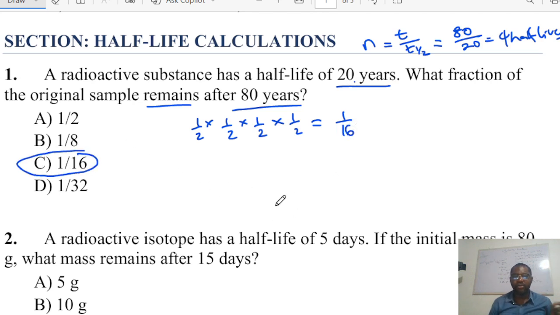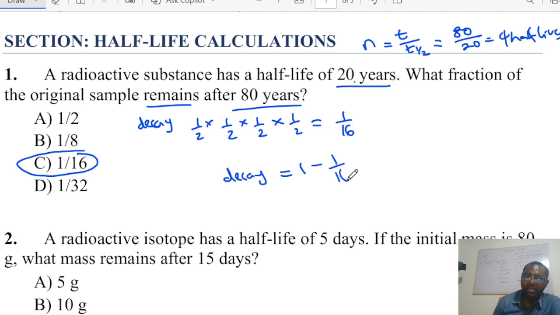Now, I want to note something here very quickly. If you are asked to find the amount that remains, that is not the same thing as the amount that decays. If you're asked to find the fraction that decays, it would have to be 1 minus the amount that remains, and that would be 15 over 16. So always when you are reading a question, be careful to know if you are dealing with decay or remain.